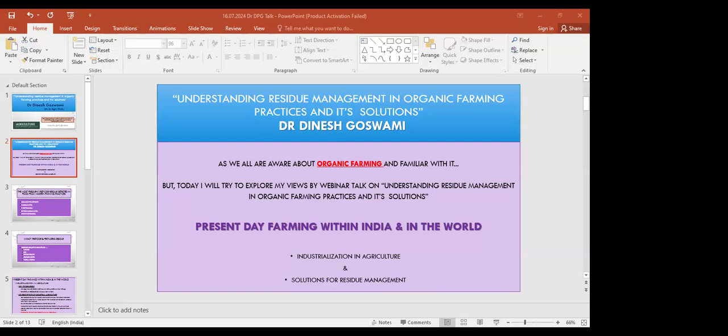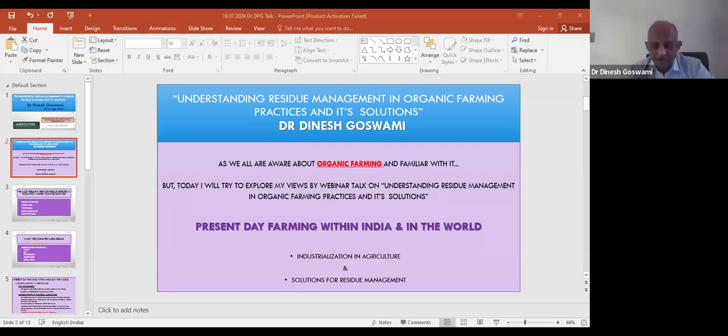Okay. And what role does residue management play in reducing greenhouse gas emissions in organic farming?